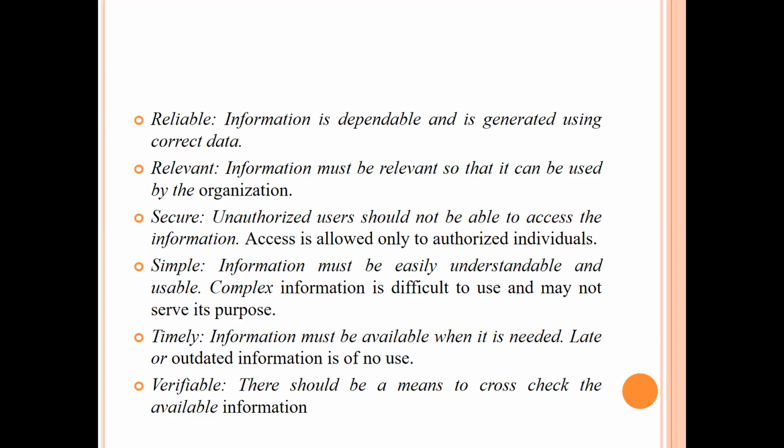Another characteristic is that information must be simple. What do we mean? Information must be easily understandable and usable. You agree with me that complex information is difficult to use and may not serve its purpose. If every time you want to do something, you're given a complex set of information, you will choose not to use it. You will try and find other routes which give you simpler information or information that's easier to present. So this is what we mean when we say information must be simple.